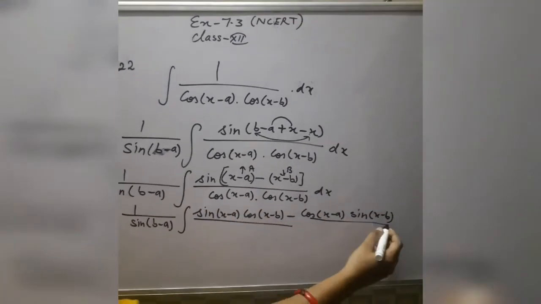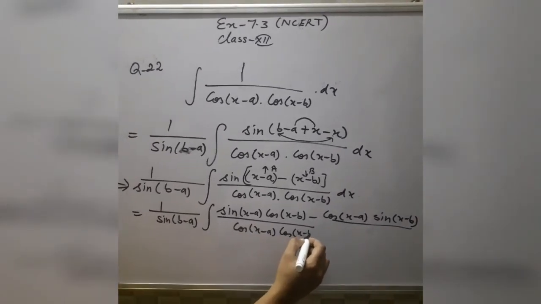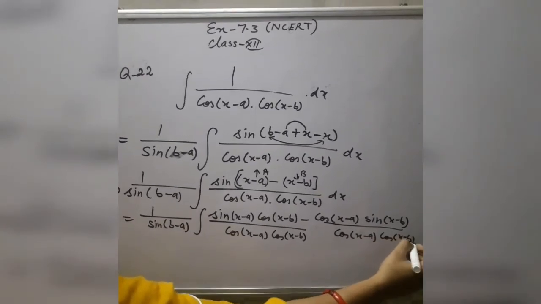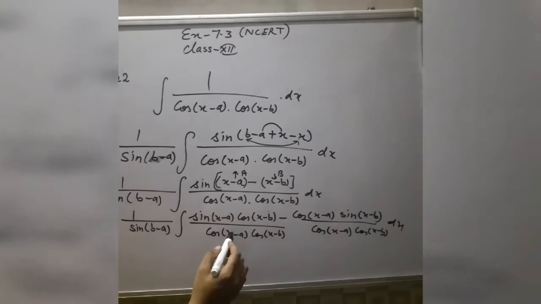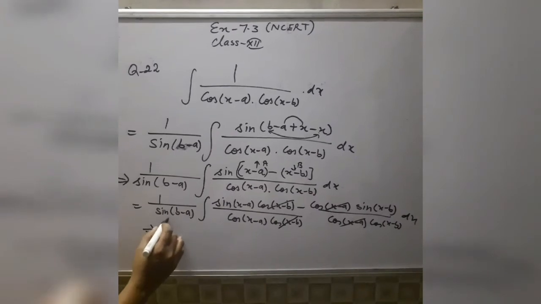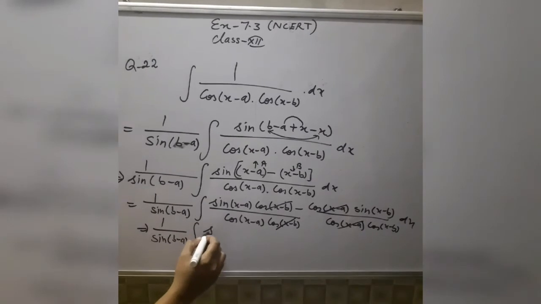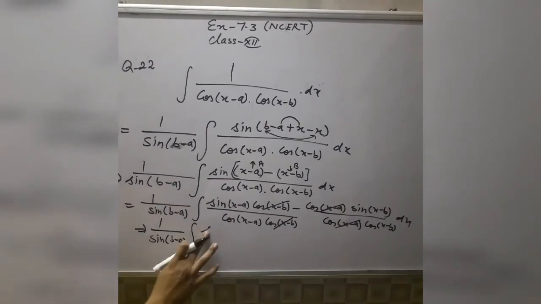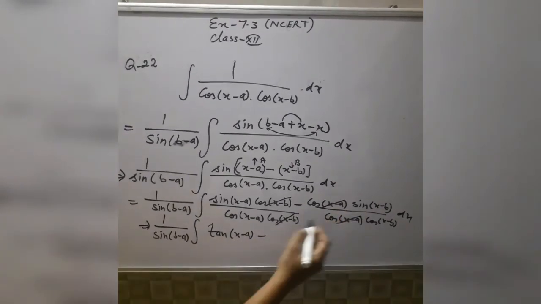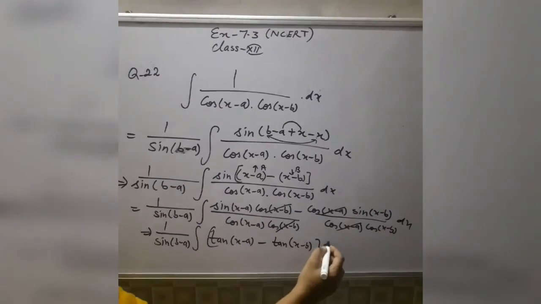Divide separately with these terms, cos x minus a cos x minus b, and here also cos x minus a cos x minus b. These terms cancel: cos x minus b cancels with cos x minus b, and cos x minus a cancels. This term 1 by sine b minus a remains as it is. Here sine x minus a by cos x minus a can be written as tangent x minus a, minus, here also sine by cos, it becomes tangent x minus b.